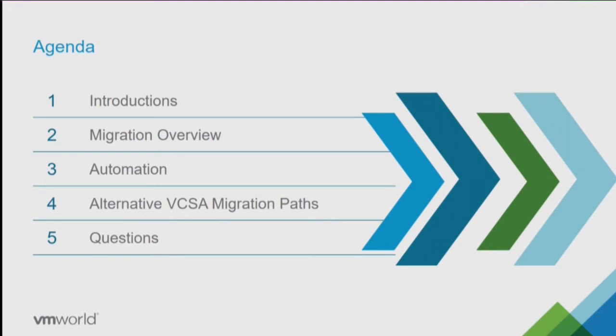So here's the agenda. We're going to do a quick intro. Then we're going to talk about migration overview, talking about the migration tool itself. William is going to cover automation. Then we're going to talk about alternative migration paths. So if you're in a situation, we're going to explain how to get out of it, like horizontal migration. And then hopefully we'll have enough time to cover questions.